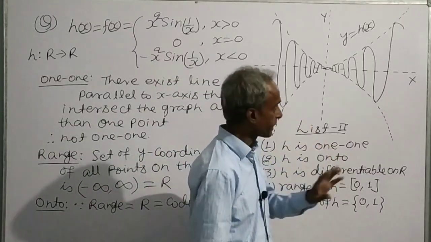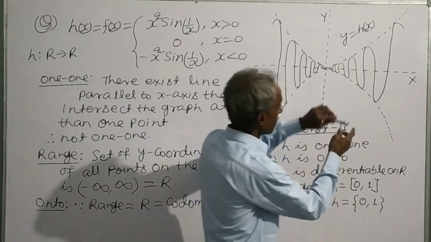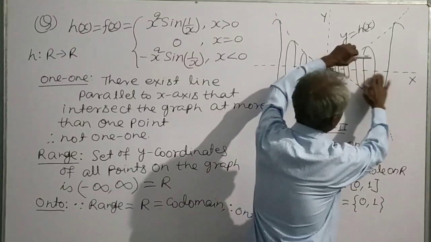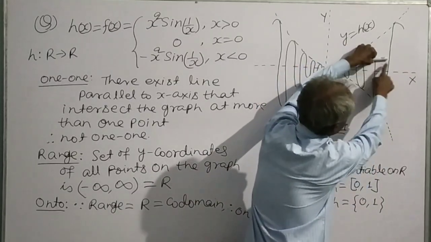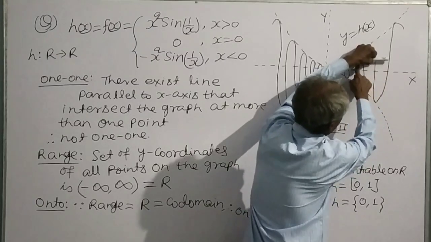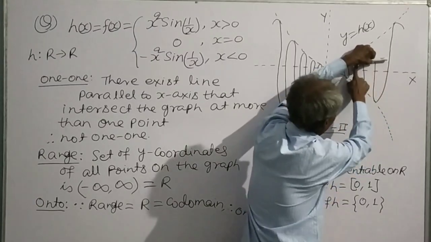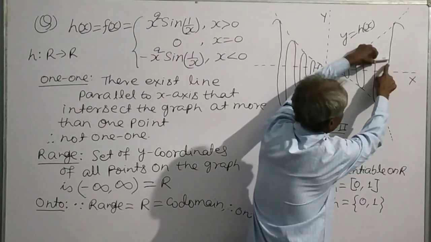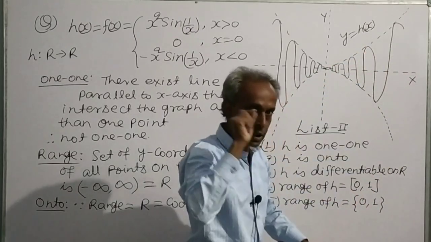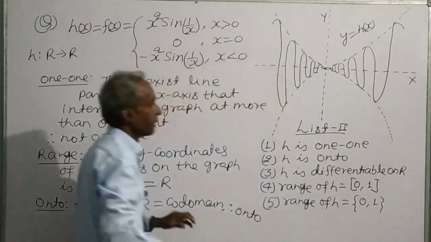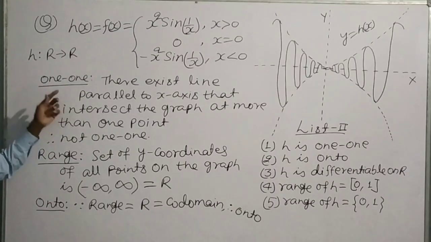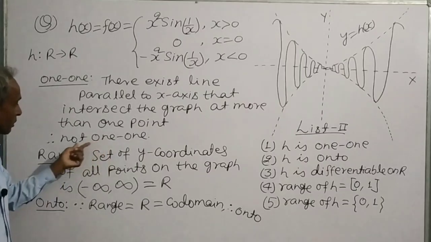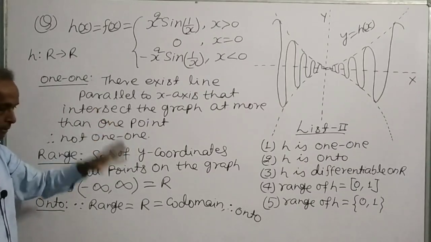There exists such a line, parallel to the x-axis, that intersects the curve at more than one point. Here, more than one point. Therefore, this function h(x) is not one-one.